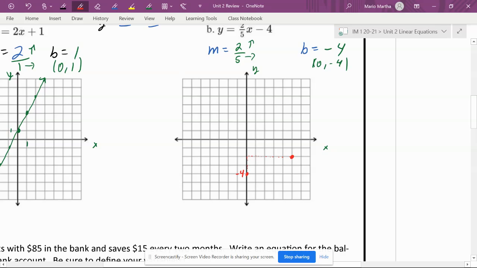And again, you just need 2 points for any straight line. On the other one, I did more points just to make it more exact. But if you have a ruler handy, it always helps. So 2 points make any straight line, all right?